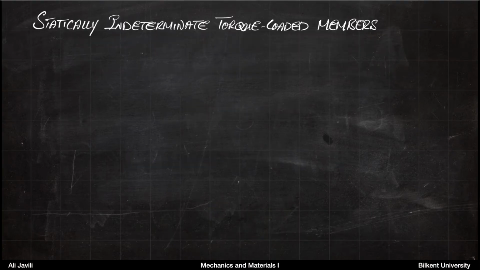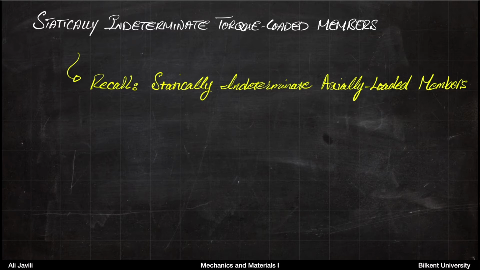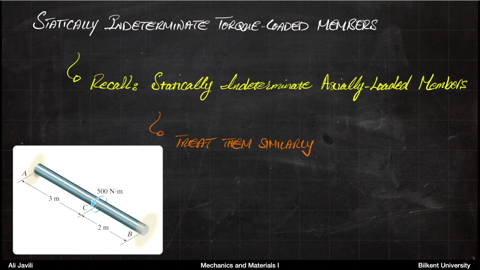So the first topic we want to talk about in this lecture is statically indeterminate torque-loaded members. In order to address this topic, we should recall a similar topic that we had, but for axially loaded members. For axially loaded members, we learned how to handle statically indeterminate members. These members usually have too many constraints, which basically means you have too many unknowns and too few equations. The good news is that if you have a statically indeterminate member, whether it is torque loaded or axially loaded, you can treat them similarly. So what you have learned before is also useful now.